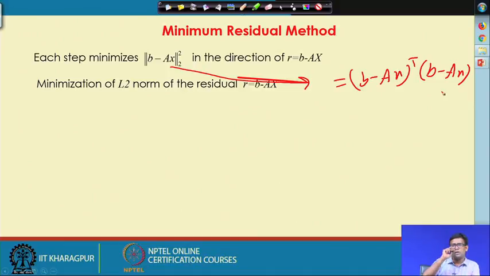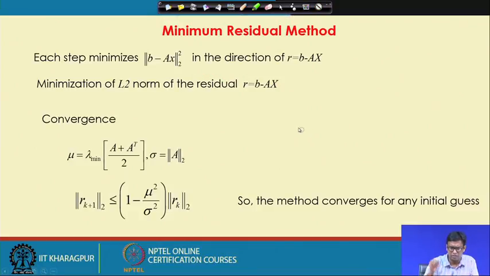Now, as we are discussing an iterative method, we also need to look into the convergence of this method, whether it converges or not. The convergence theorem says that if mu is the minimum eigenvalue of (A plus A transpose) by 2 and sigma is the L2 norm of the matrix A, then the residual norm of r k plus 1 is always less than the square root of 1 minus mu square by sigma square times the norm of r k.